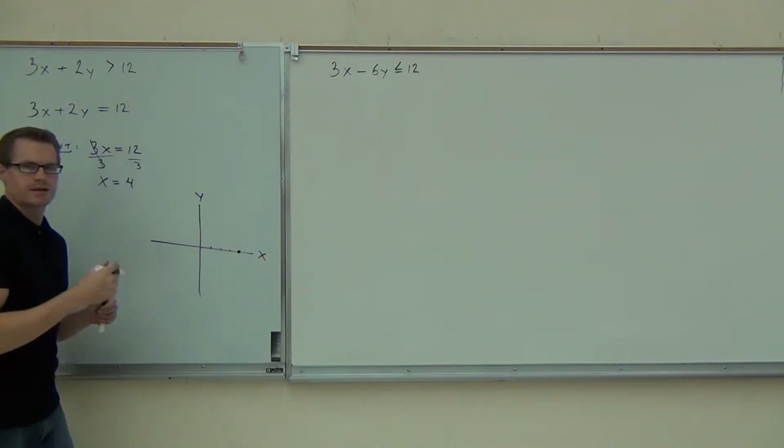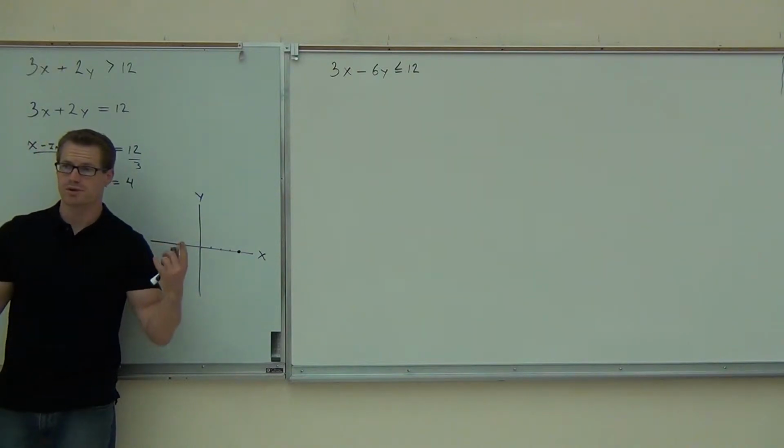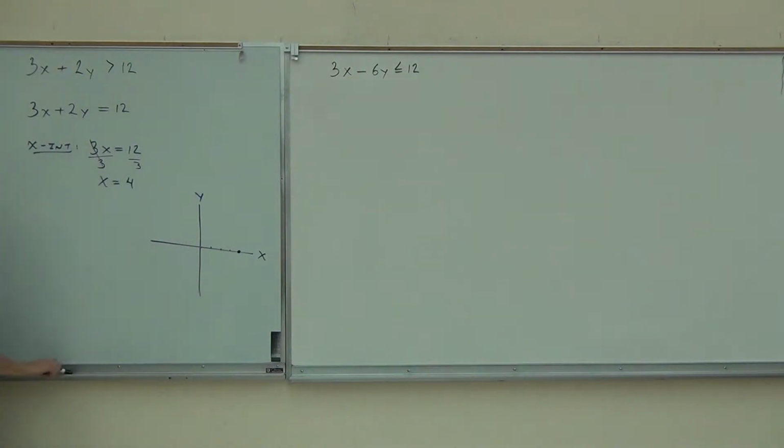That's how you use your x-intercept. You just put it on the x-axis. That's half of your graph right there. You only need 2 points, right? We already have one of them. Now, let's go ahead and find the y-intercept.